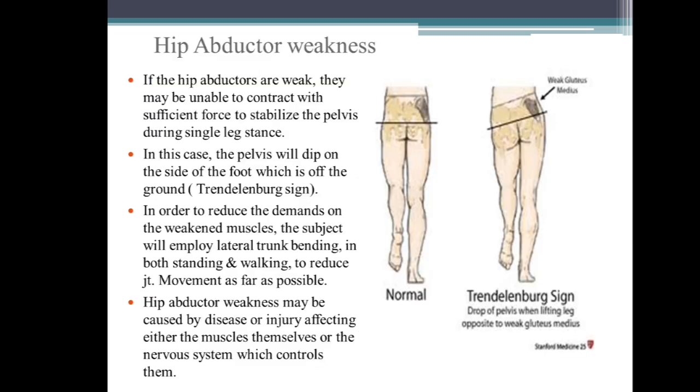If the hip abductors are weak, they may be unable to contract with sufficient force to stabilize the pelvis, so the pelvis will dip on the side of the foot which is off the ground, that is the Trendelenburg side. In order to reduce the demand on weak muscles, the subject will employ lateral trunk bending in both standing and walking. Hip abductor weakness could be caused by disease or injury affecting the muscles.